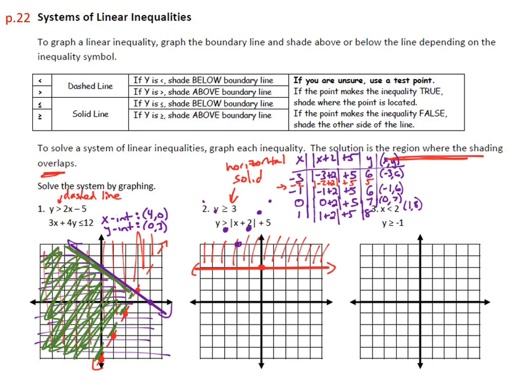Now this was plain old greater than. There is no or equal to, so we're going to have a dashed line. We're going to dash it through here, and it does kind of V at our vertex there. It's going to look something like that. And then it was greater than, so that means that we're going to be shading somewhere in here.